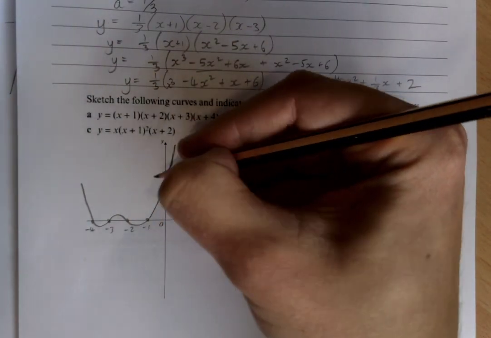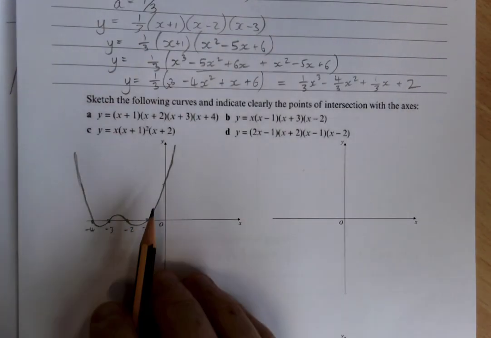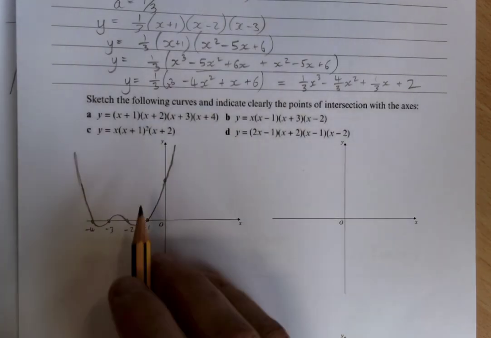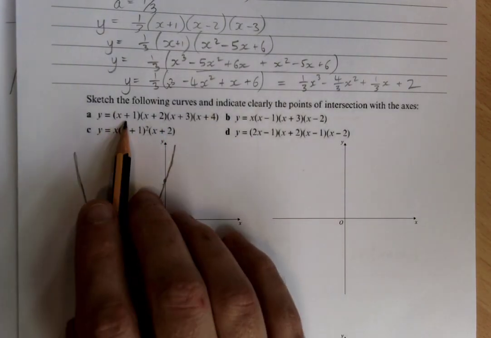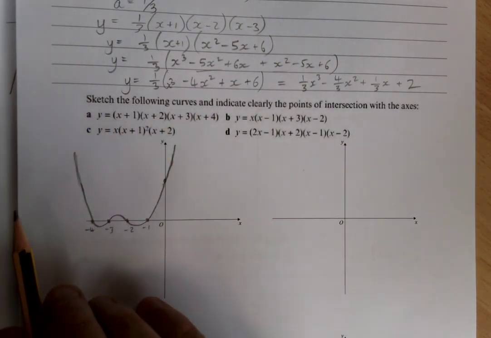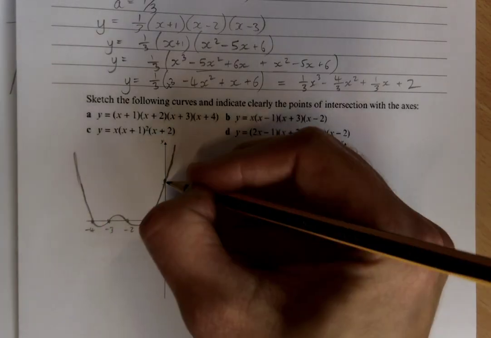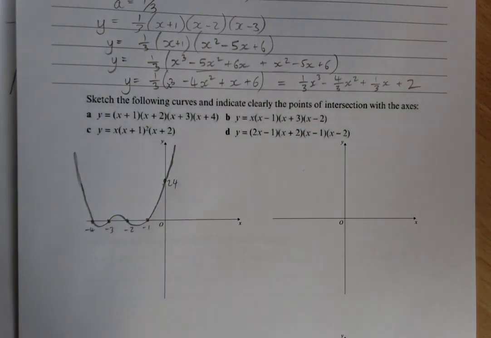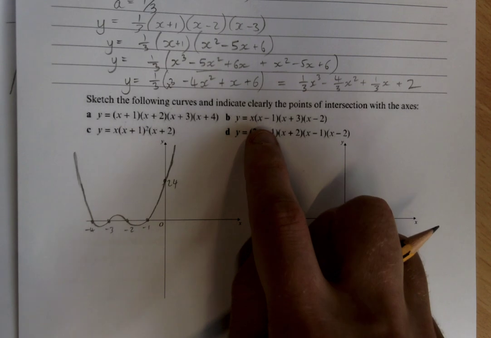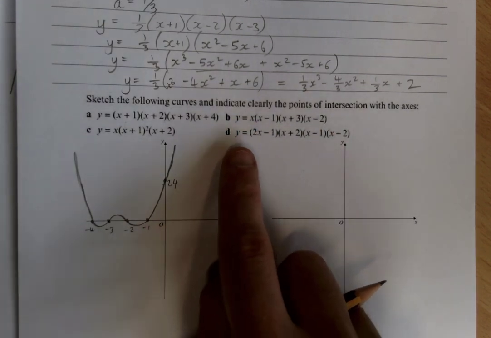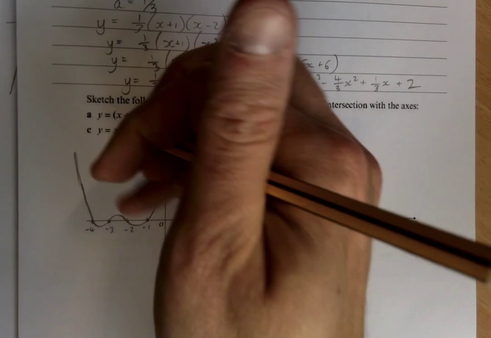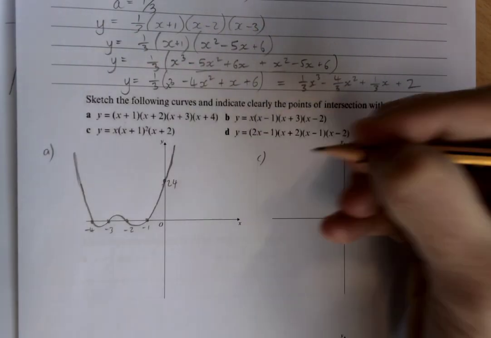Again, if we wanted to find out where it crossed this axis here, we would put in x equals 0. So that would be 1 times 2 times 3 times 4, which is 24. I hope. Other ones will be the same. Is there anything where it's negative? No. I will do C, actually, because it's got a repeated root.